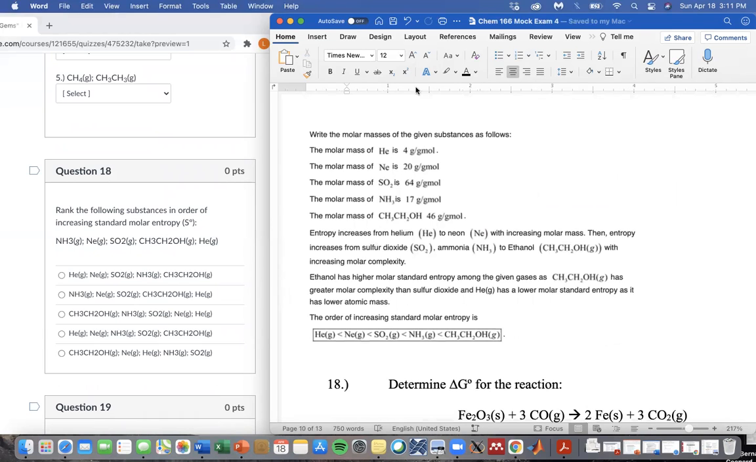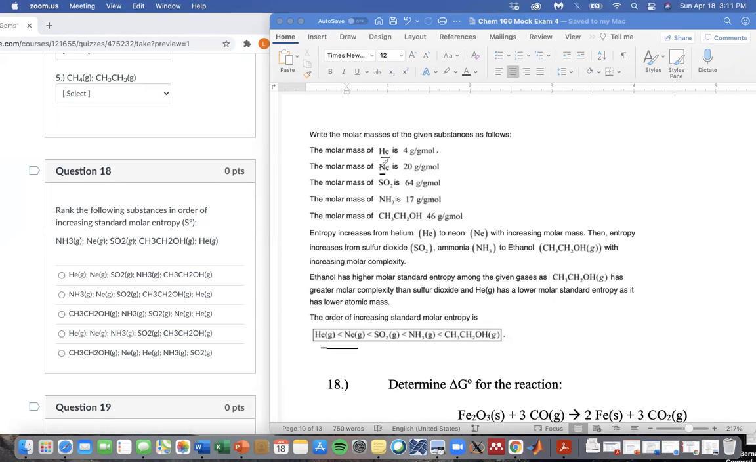For example, He and Ne are really easy to compare to each other because they're both just one atom hanging out. Because of that, He definitely has a smaller standard molar entropy than Ne. So that's how you can get started. He has the smallest number of moles, so He would be the lowest, and that should be pretty easy to figure out.